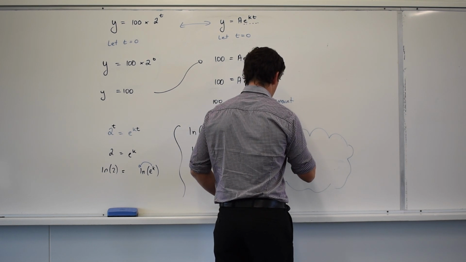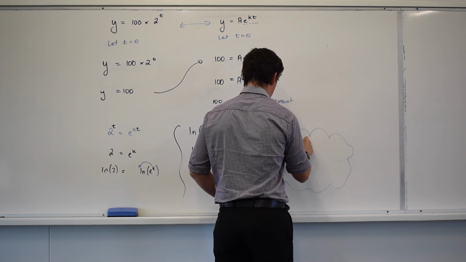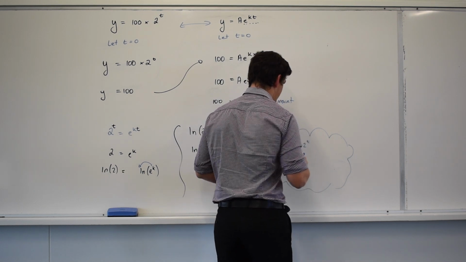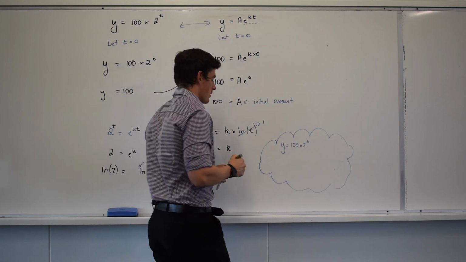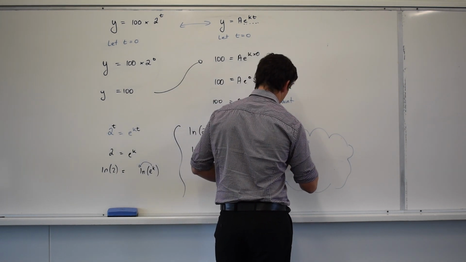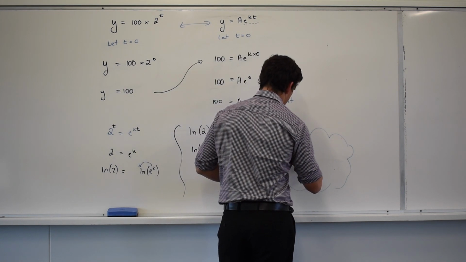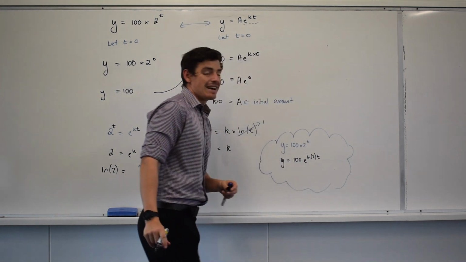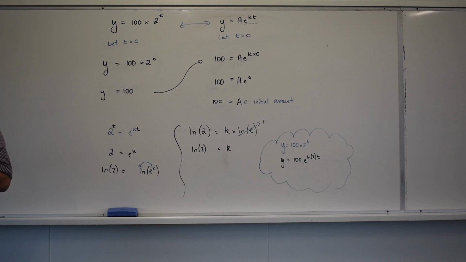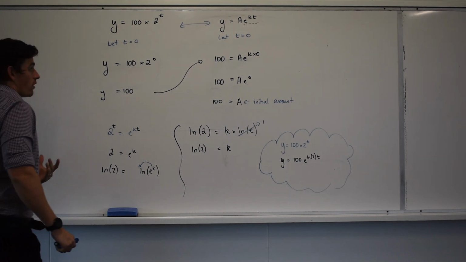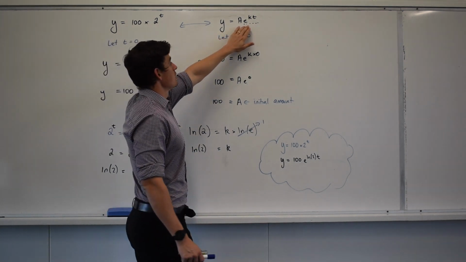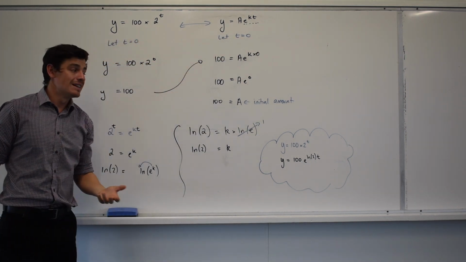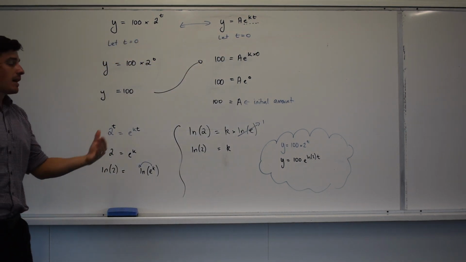y equals 100 times 2 to the power of t is exactly the same as y equals 100 e to the power of ln 2 times t. They're exactly the same thing. They represent an exponential growth. All that we've done here is replace e to the power of ln 2 with the number 2. It's the same thing.